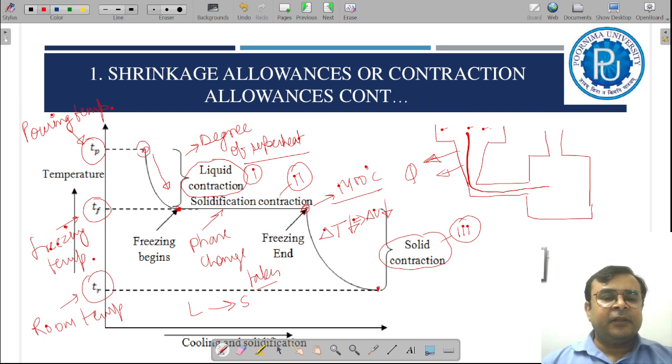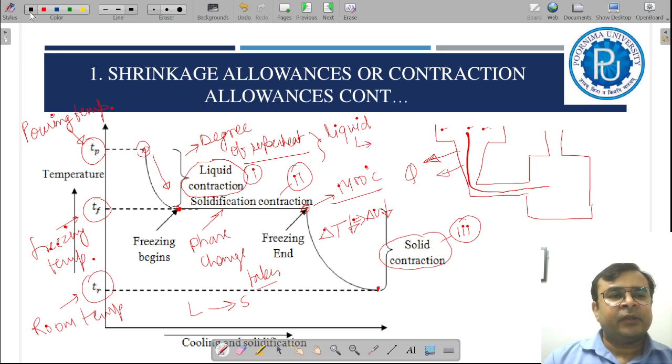Then obviously you can see here, initially in the first and second stages of contraction, the liquid metal is still available. Is it right? It means if you provide some extra liquid metal to accommodate this contraction, then it can be easily accommodated. And for this we simply use a riser. So for the first two stages of contraction we always use a riser.